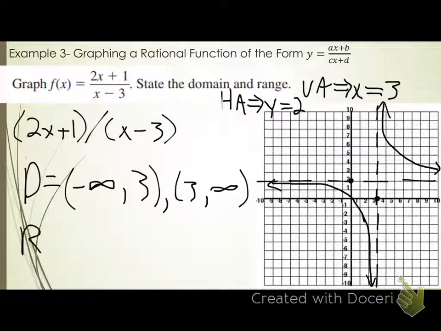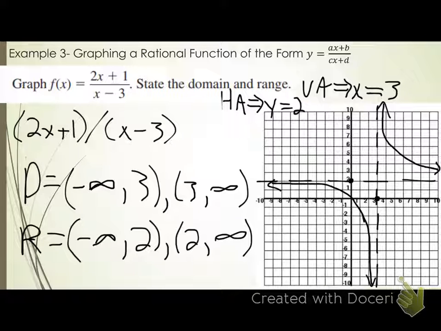Can someone else raise your hand and give me the range of this function? Negative infinity to 2 and 2 to positive infinity. Very good. Once again, we use our horizontal asymptote to get our range. Not as bad as we thought at first. Hopefully. Okay with that?